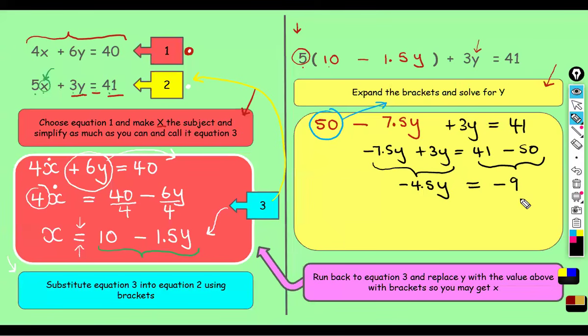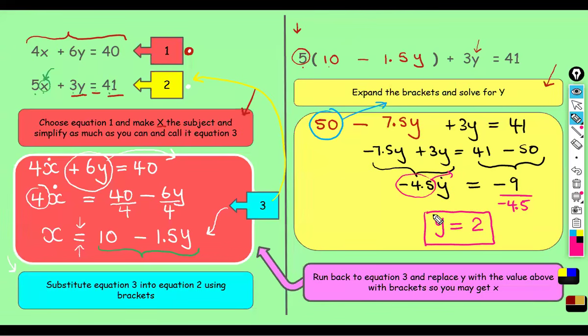Take down up to there. We're almost finished solving for y. And now we want to finally solve for y. This minus 4.5 is touching the y. So when you throw it across, you get a divide. Minus 9 divided by minus 4.5 is positive 2.